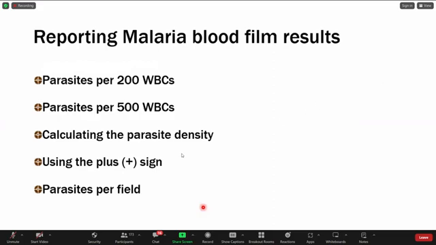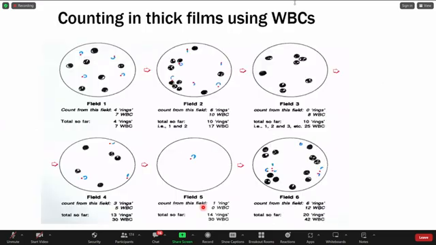Now, before you report, except for the parasites per field and the plus sign, but for these first 3, before you report, you first count. Actually even for the plus sign you count, all of them you count, but for the first 3 you count both the malaria parasites and the white blood cells.